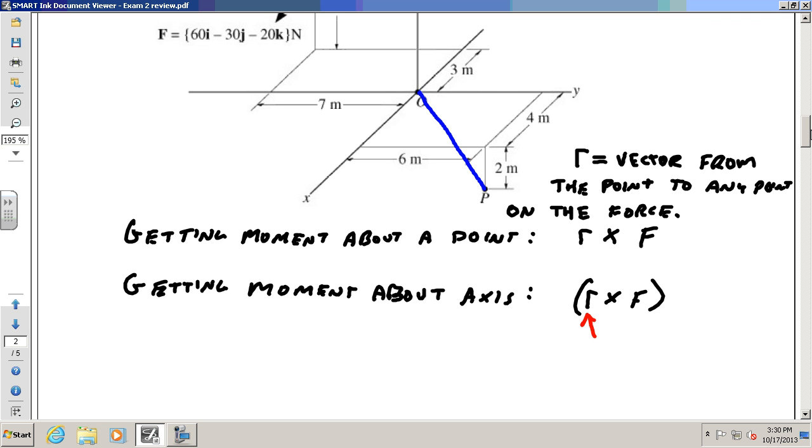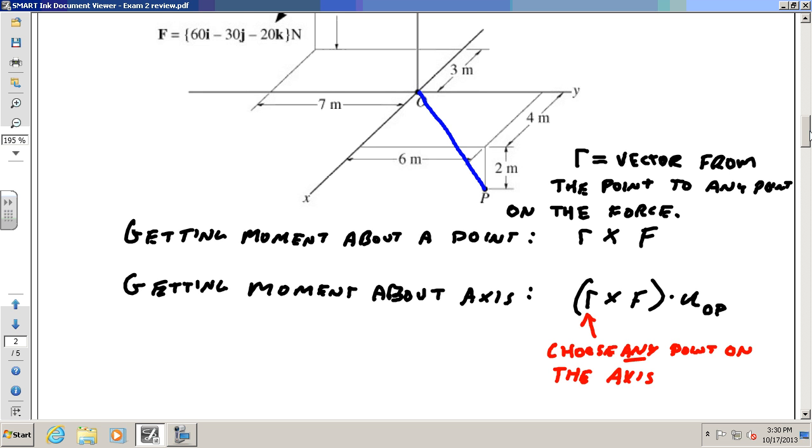So in this case, you choose any point on the axis. Okay, so remember that. Choose any point on the axis for that one, and do R cross F. But that's not it. It's not just R cross F. You also have to dot that with a unit vector in the OP direction. You've got to do the dot product with a unit vector in that direction.